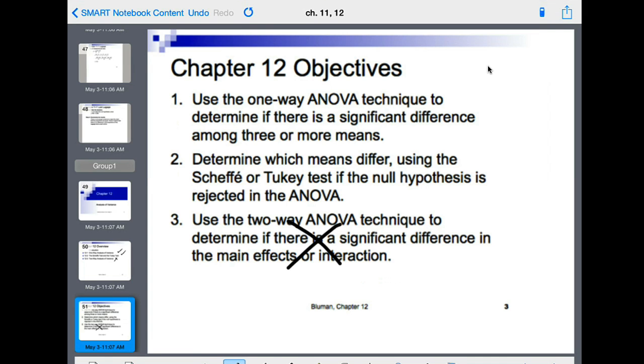The use of the one-way analysis, or ANOVA, technique to determine if there's a significant difference among three or more means. So we're not looking at comparison of two, but three or more. Determine which mean differs using the Scheffé or Tukey test if the null hypothesis is rejected in the ANOVA. And we're probably not going to use the Tukey much. I'll talk about it, but we're going to use mostly the Scheffé.